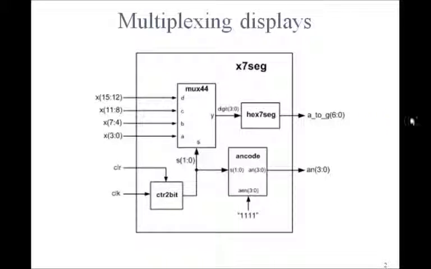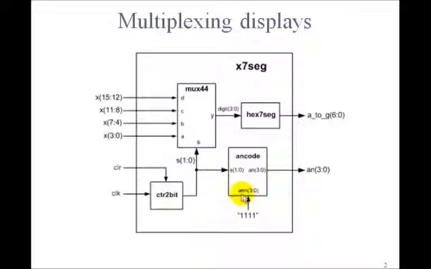Okay, here's how we do it. X7seg is going to look like this, which is very similar to what we had in the last example. The only difference is we've replaced the buttons we had here with a 2-bit counter. This 2-bit counter is going to count 00, 01, 10, 11 to multiplex the 4 hex digits in X. We'll also have to modify our AN code so that when this is 00, then we select only digit 0 by bringing AN0 low, and so forth.